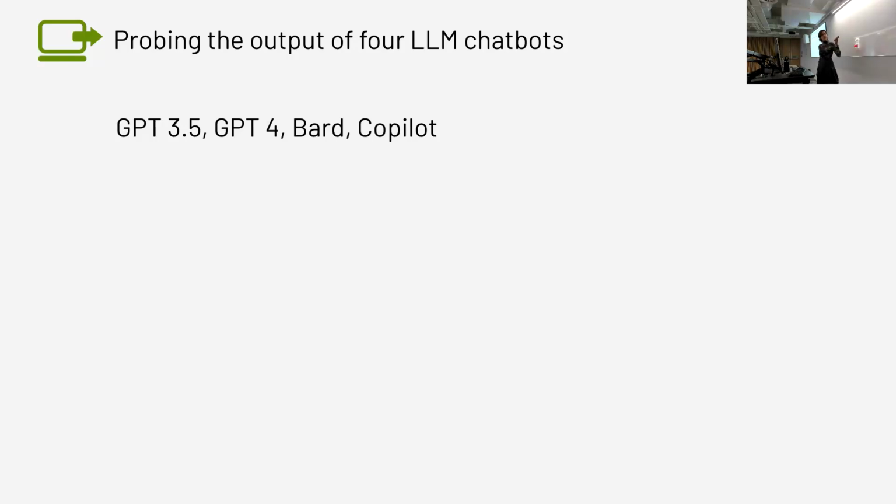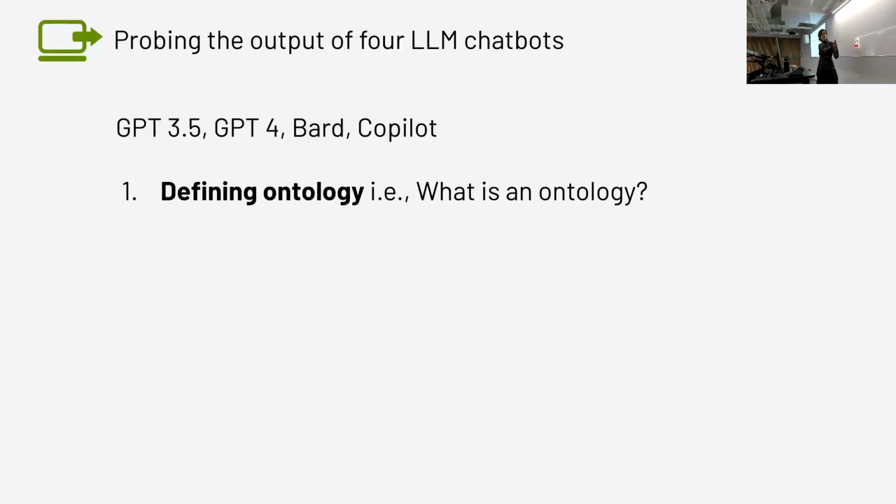Okay, so the 4 questions, and this was iteratively defined, but the first one is roughly around defining ontology. And the goal with this one was to establish a common ground for the definition of ontology in question. As I showed, there's many definitions at work, so I wanted to make sure the model knows what is the definition that we care about.